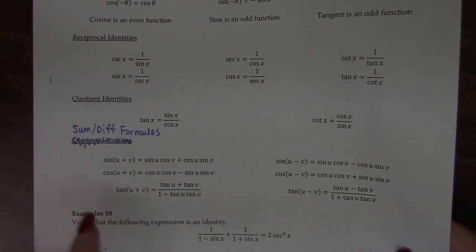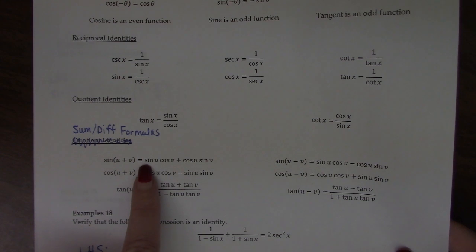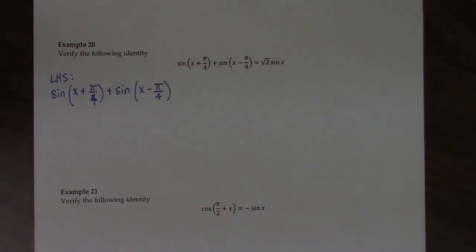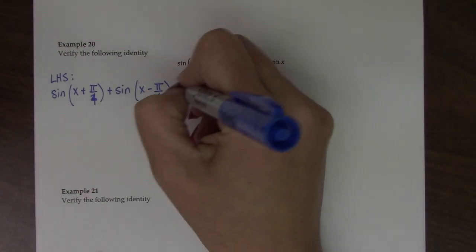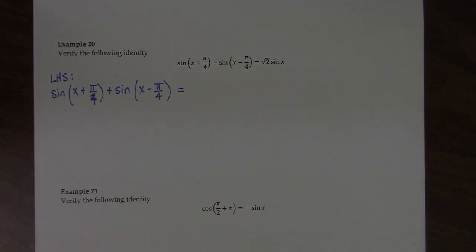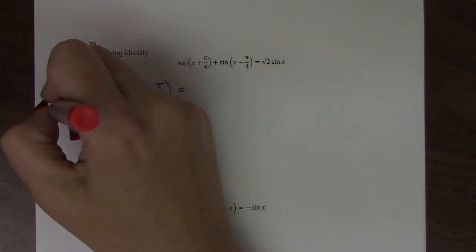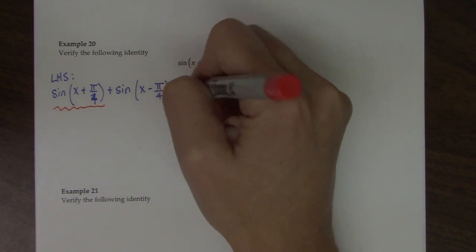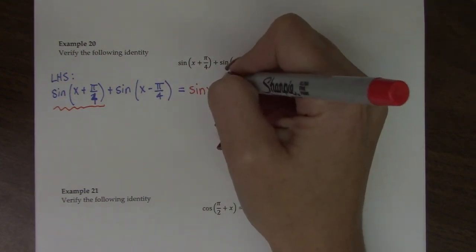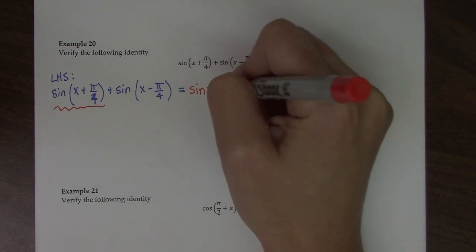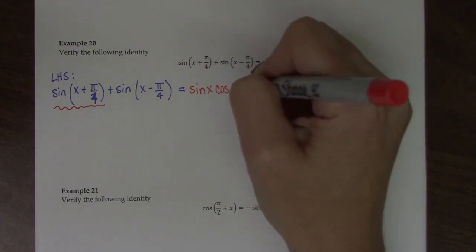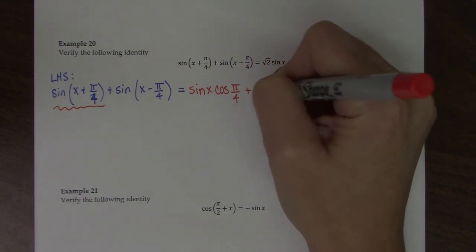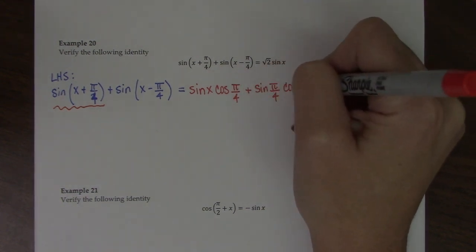So the first is sine of x plus pi over 4, so I'm going to use this identity to expand it out. I'm going to do this in colors so you can see the difference because we're going to use two different identities. So I'm expanding this first, and I'll do that in red. So it's sine of the first thing times cosine of the second plus sine of the second thing times cosine of the first.